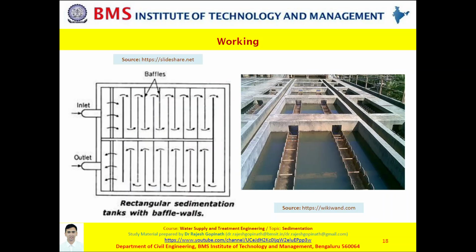In slide 18, for a horizontal flow rectangular tank, you can see baffles. What basically happens in this kind of tank, or for that matter any horizontal tank, is that the water enters via the inlet, that is raw water, and obviously the clearer water, or the supernatant, will be exiting through the outlet.